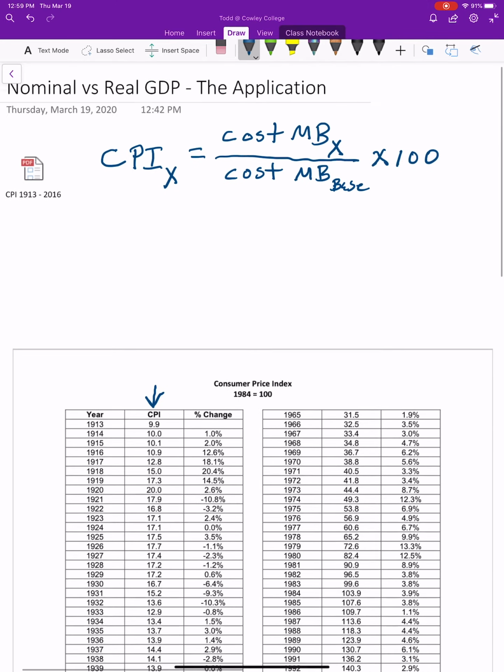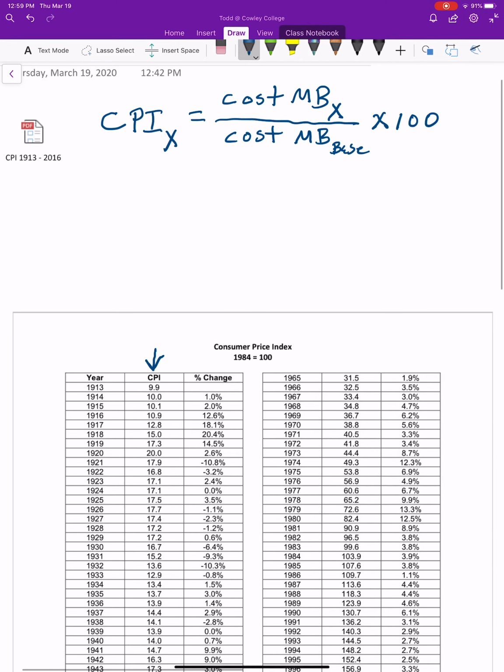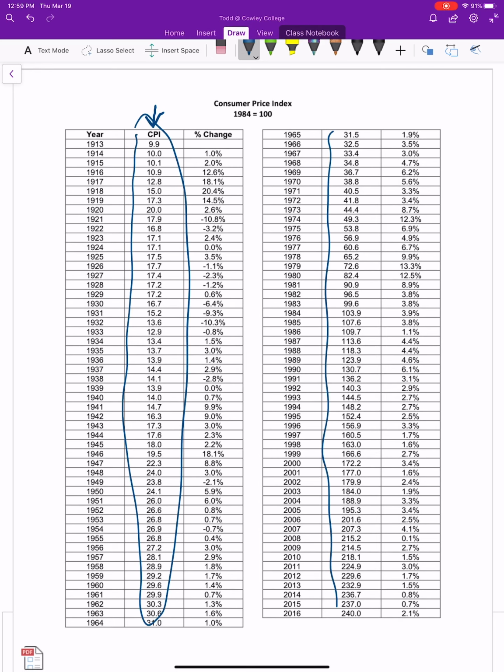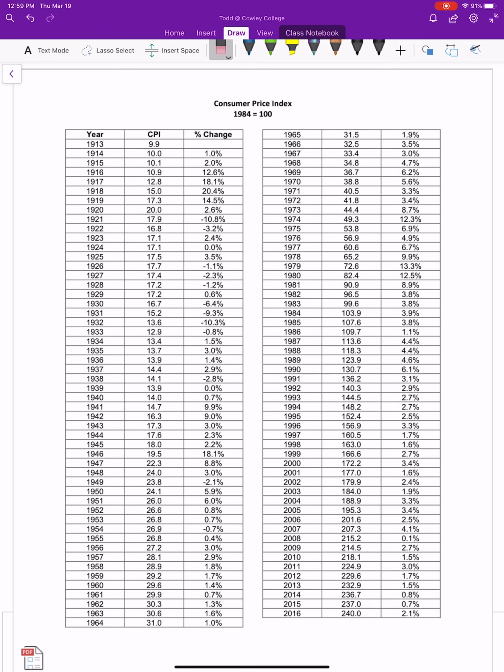If we were to do this calculation, we would come up with the numbers for the consumer price index that you have in this second column. We're going to be using those numbers in just a little bit.